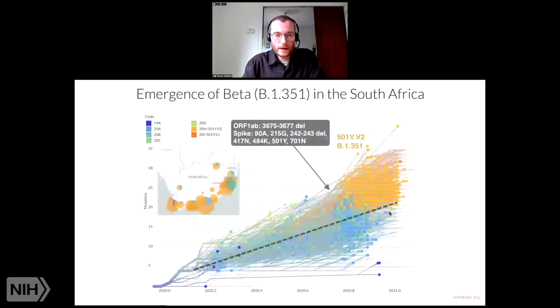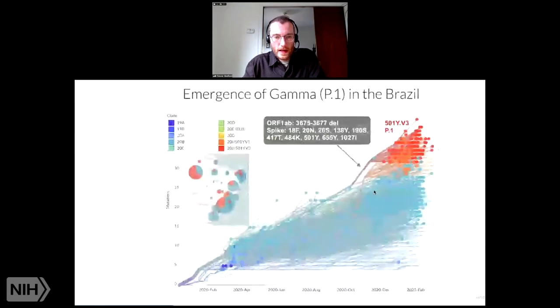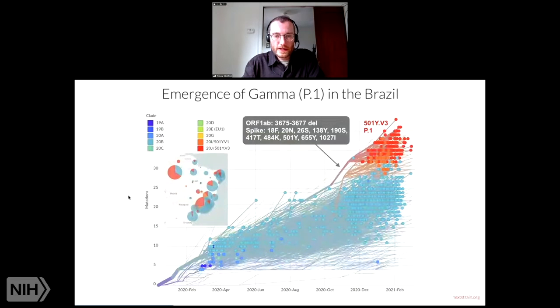We see a similar picture with beta, or Pango lineage B.1.351 in South Africa. This has the exact same 3 amino acid deletion in ORF1A. It has some of the overlapping mutations, particularly 501Y as alpha. And we see the same pattern where it rapidly displaces existing diversity. And if we look at gamma, our Pango lineage P.1, we see a similar picture. It emerges in Manaus in Brazil in late 2020. It has the exact same 3 amino acid deletion in ORF1A and some of the same mutations, including 484K and 501Y as beta. And again, we see over the course of months that this displaces standing diversity.